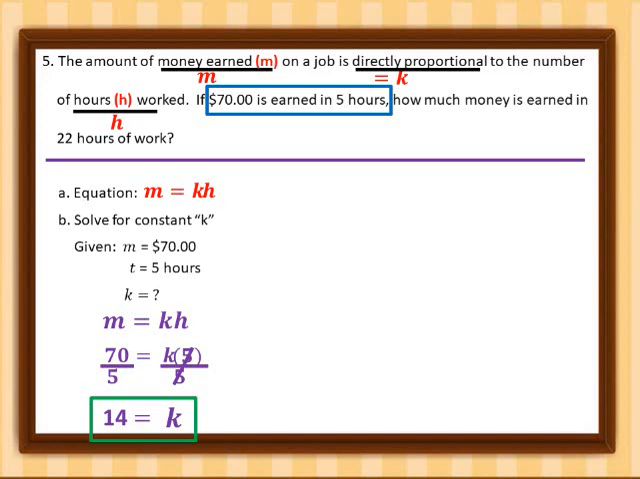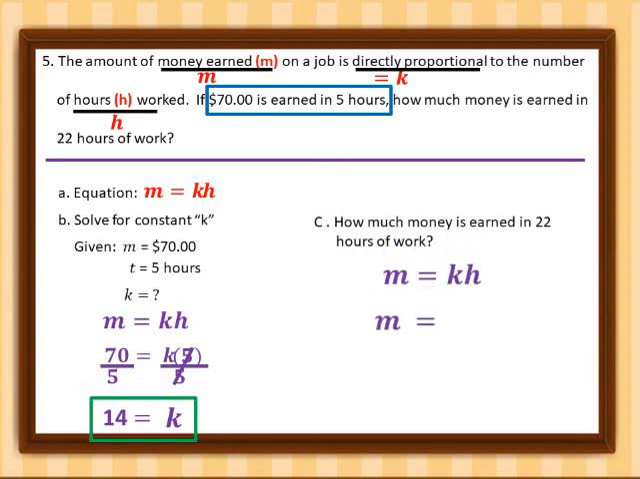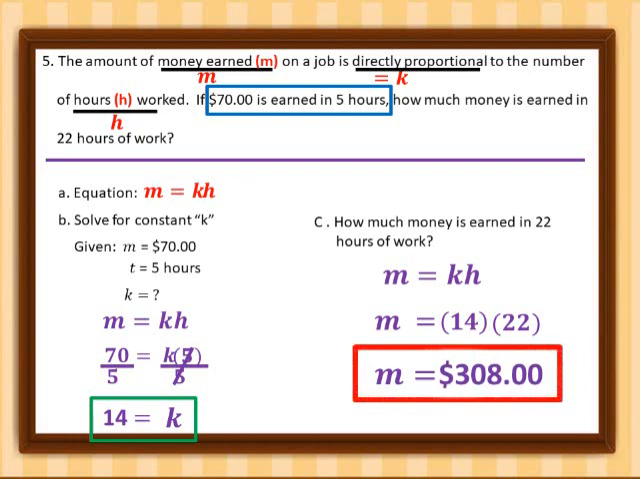Now, we are going to solve how much money is earned in 22 hours of work. So the same equation, we are solving for the money. So K is 14 and the number of hours this time is 22. So 14 times 22 would give us $308 as the amount of money in 22 hours of work.